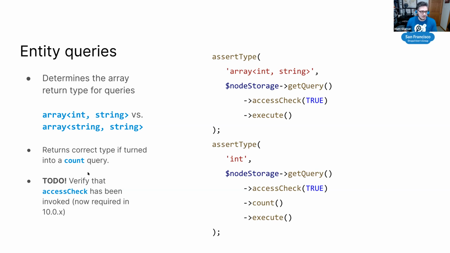One thing that is a to-do that I need to work on is that in Drupal 10, you are required to call access check on your entity queries. I'm not a big fan of this change, but I'm going to work on getting PHPStan to catch that. If you were to call get query and execute without specifying access check, in Drupal 10, it throws an exception. I want PHPStan to warn you immediately that you called an entity query that did not perform access checks. Backstory on why they did that is to be more explicit, because sometimes people were running queries that had access checks applied when they didn't want it to.